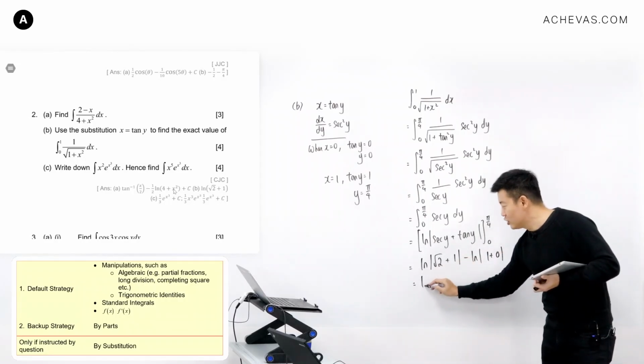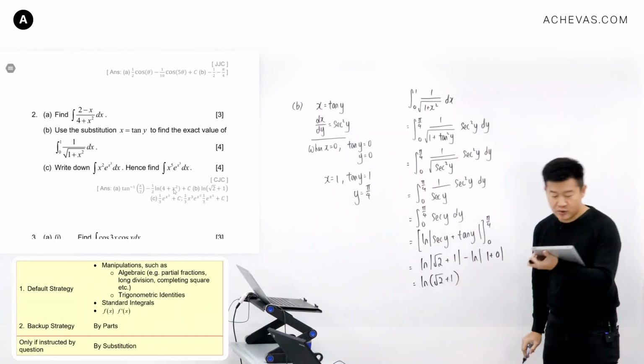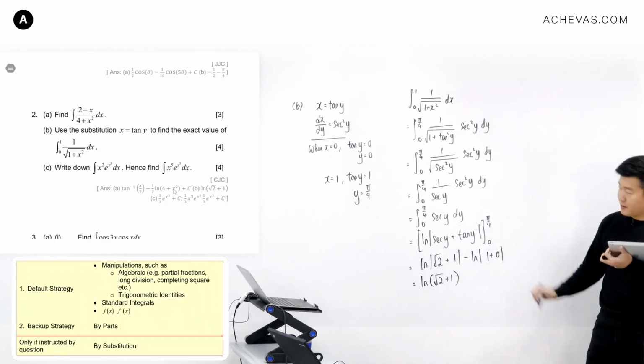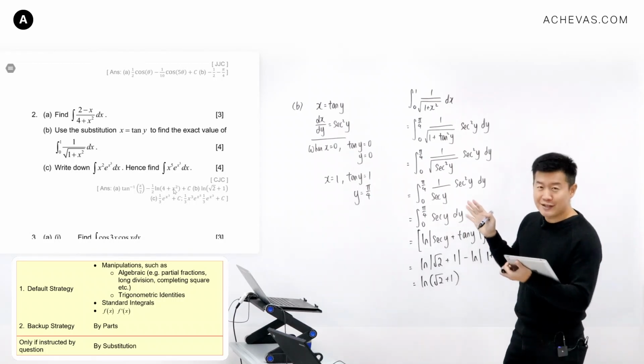So my final answer is going to be ln, this is always a positive number, so I will just use the normal curved bracket. Oh yeah, okay, we have already gotten the answer. I guess this is still pretty manageable. Let's take a look at C.